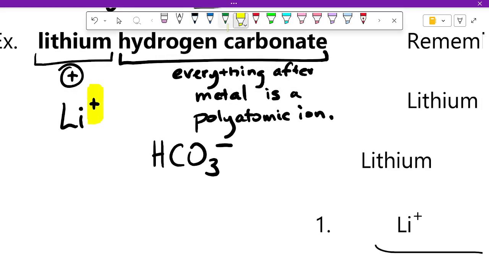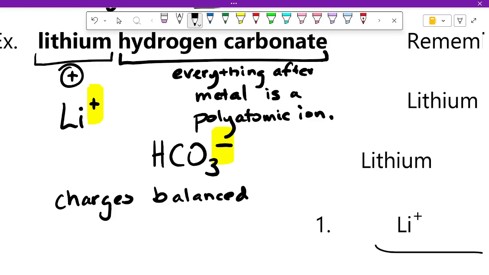Does the total positive equal the total negative? Are the charges balanced? Does the positive equal the negative? How much does it mean when we have a plus? That means +1. When we just have a minus, how much does that mean? -1. So does the positive equal the negative?